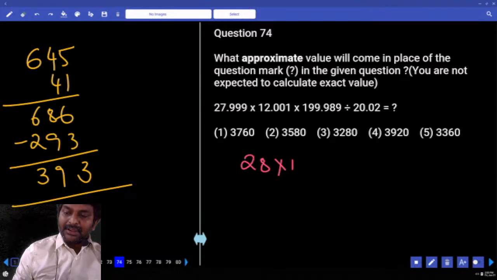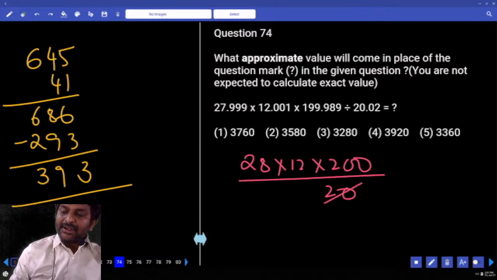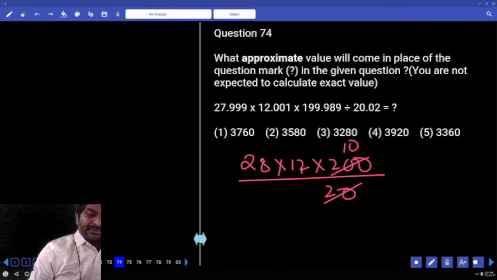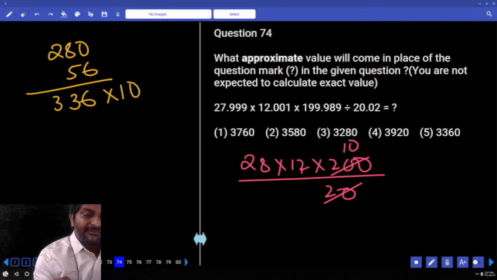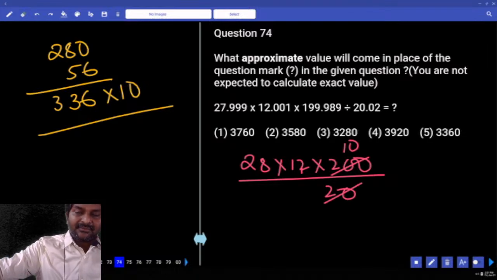28 into 12 into 200 by 20. How many times? 12 times 28. 10 times is 280. 2 times is 56. 3, 3, 6. And also into 10 we have 3360. Fifth option.